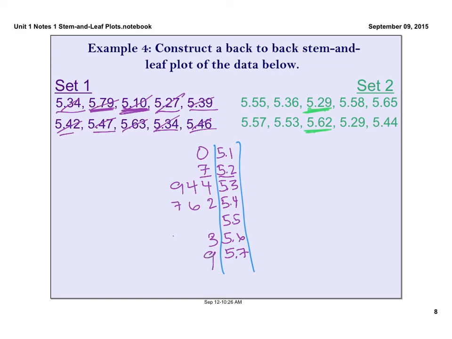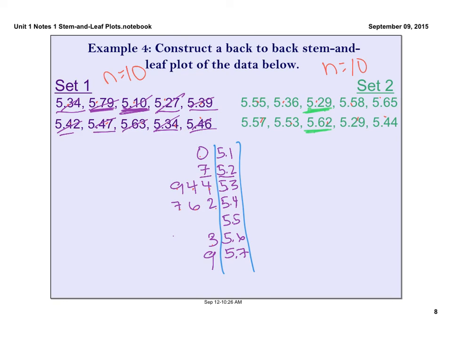Now again, it's good to check your N. Over here I had 1, 2, 3, 4, 5, 6, 7, 8, 9, 10. My N was equal to 10. Here also, 1, 2, 3, 4, 5, 6, 7, 8, 9, 10, N is equal to 10. So if I count my leaves, 1, 2, 3, 4, 5, 6, 7, 8, 9, 10, I had 10 leaves. That leads me to believe I got all my data. Great.